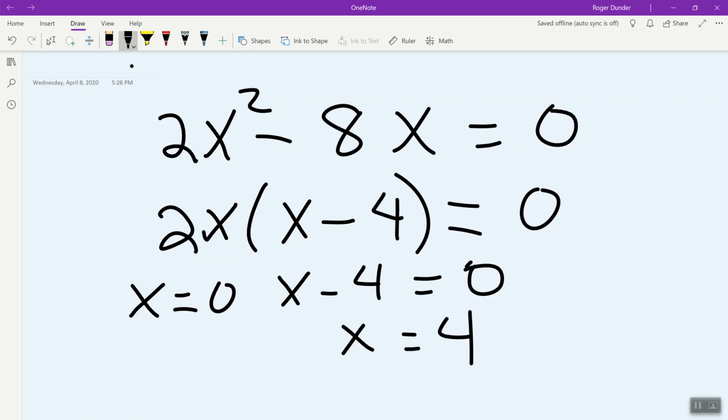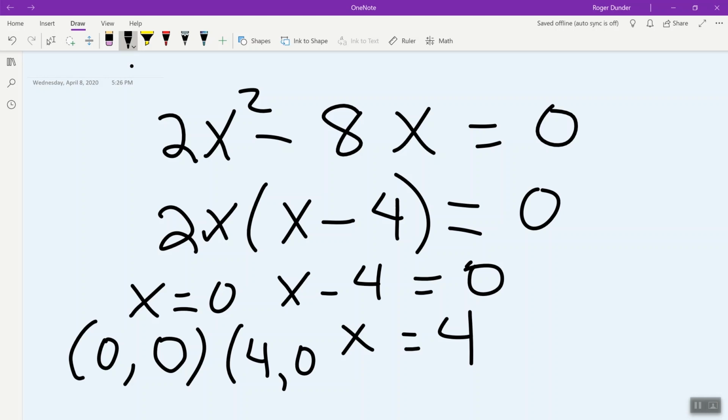So notice we have 0 and we have 4. So to be precise, our two points, the two x-intercepts, if you like, are 0 and 4. That is (0, 0), and the other one is (4, 0). These are the two values of the x-intercepts. Let's do this by graphing now.